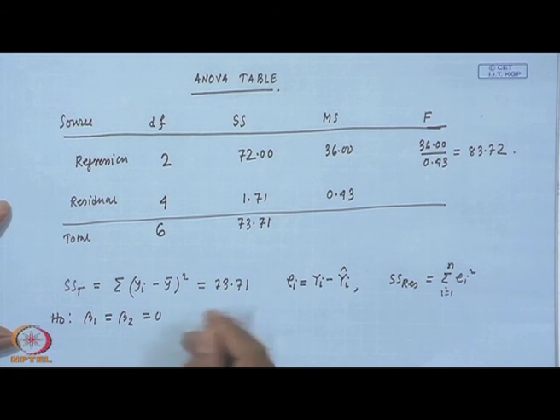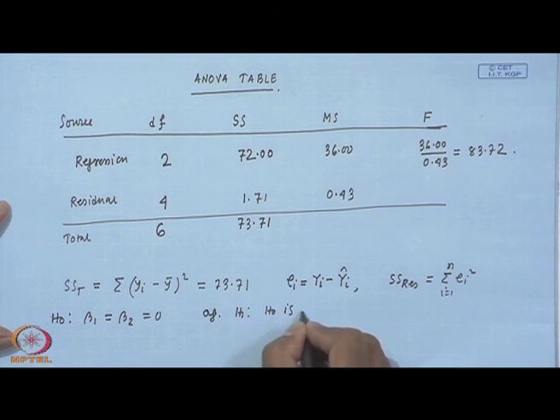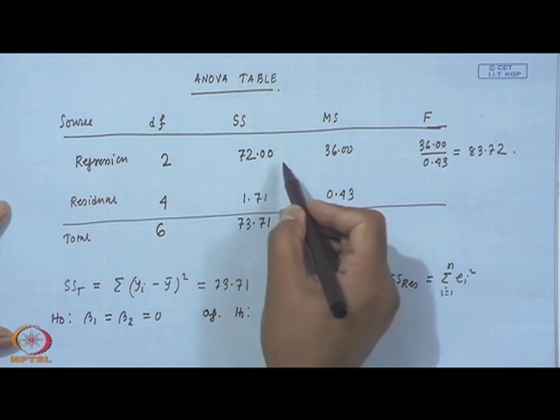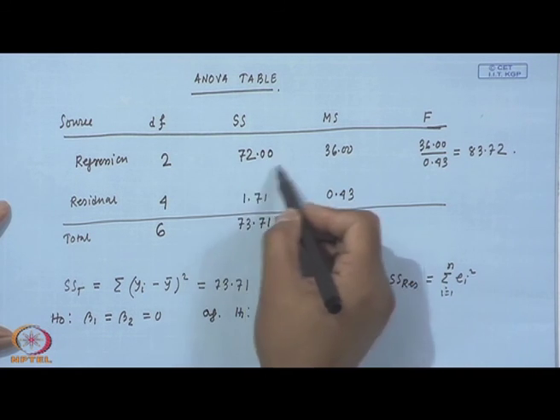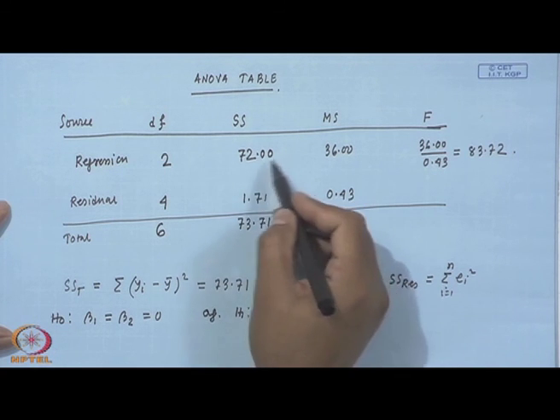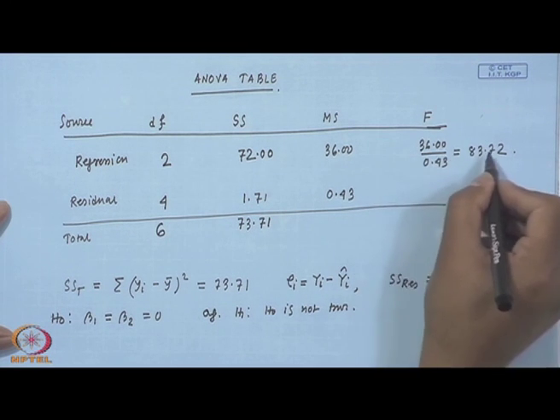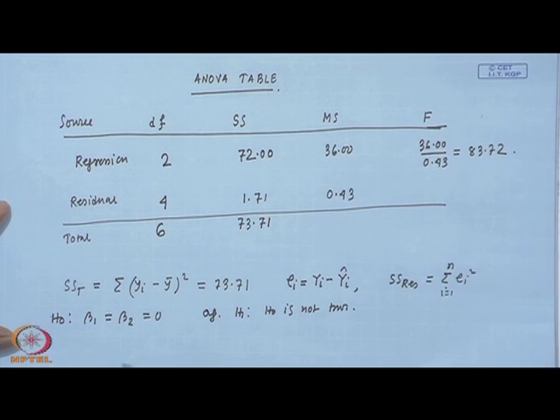So, this says that the fitted model is not significant, against the alternative hypothesis that H naught is not true. That means the alternative hypothesis says that the fitted model is significant, and you can clearly see that the model is very significant, because almost 99% of the total variability is explained by the fitted equation. Okay. So, how to test this one? This one can be tested using the F statistic given here.